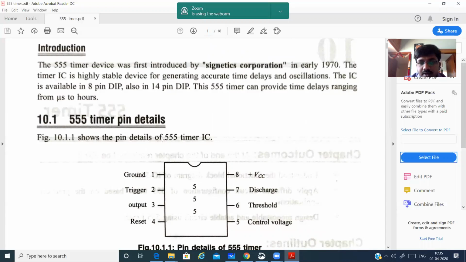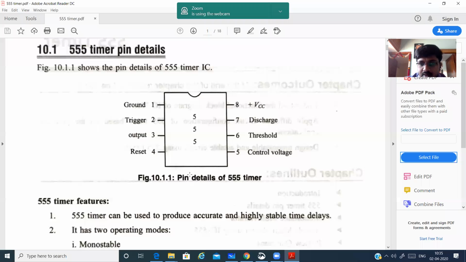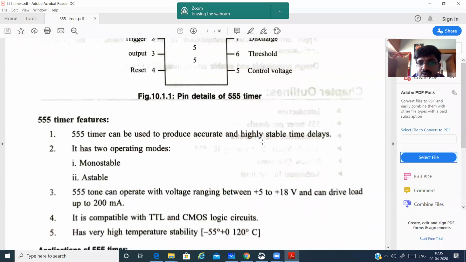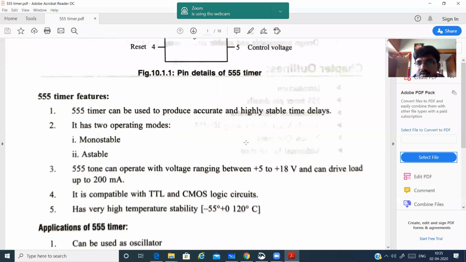555 timer pin details. It is an 8-pin IC, as you know. So this is the pin details of 555 timer. The features of 555 timer is it can be used to produce accurate and highly stable time delays. As I told, it's mainly used to produce delays.